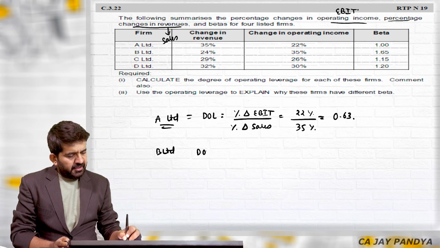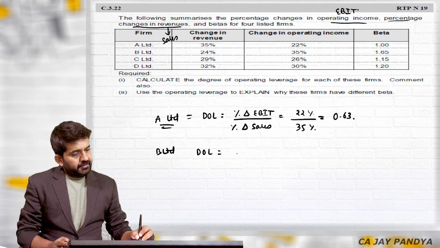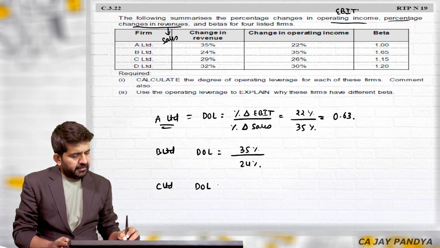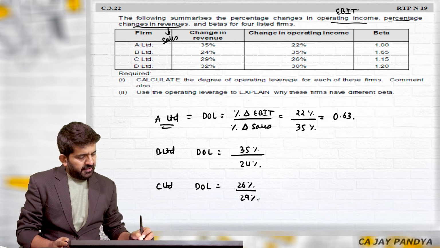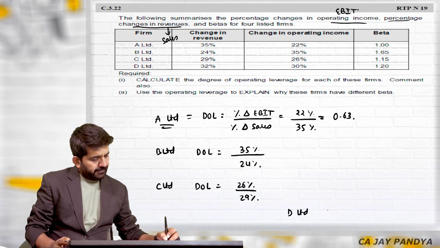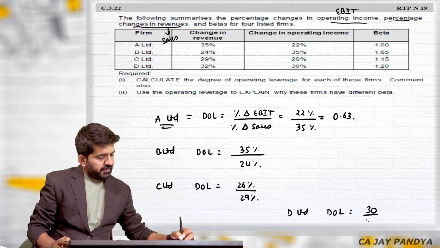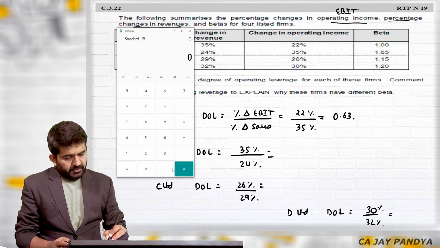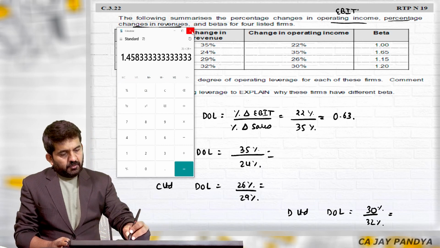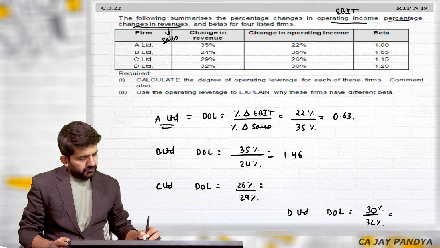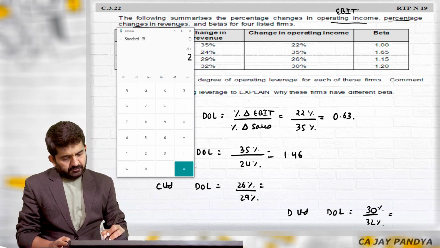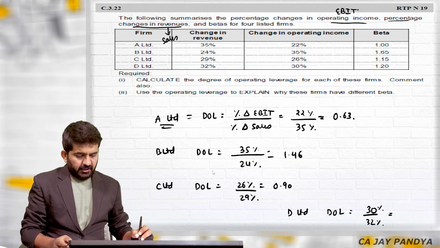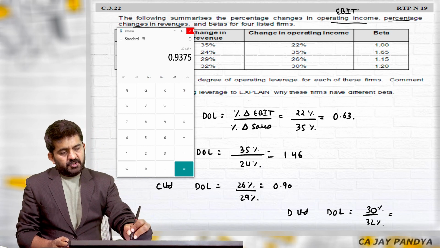B Limited, degree of operating leverage, same formula, which is 35% divided by 24%. C Limited, DOL, 26% divided by 29%. And D Limited, DOL is equal to 30 divided by 32%. Answers in all four cases will be 35 divided by 24, which is 1.46. 26 divided by 29, it is 0.90 approximately, and 30 divided by 32, which is 0.9375.